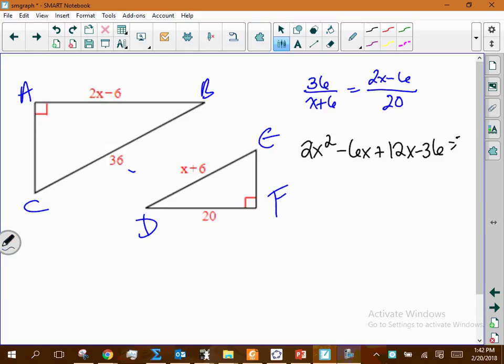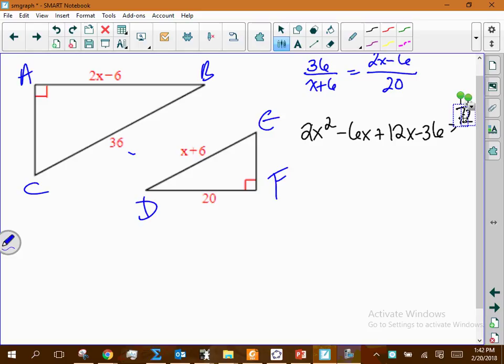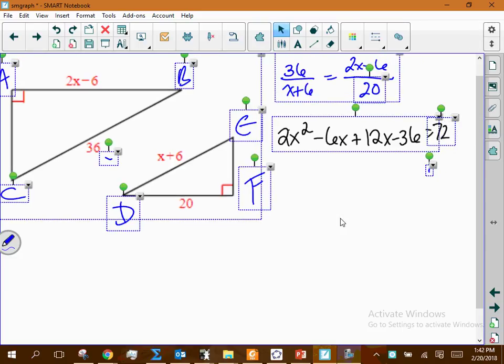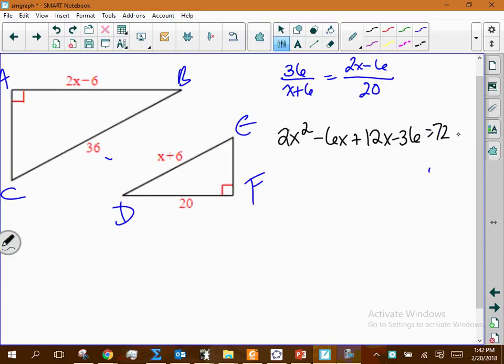So it should be 720. Fix that real quick. Should be 720. Can I start combining like terms? Get 2x squared plus 6x. Move my 720 over, so it would become minus 756 is equal to 0. Is that all right there, everybody?